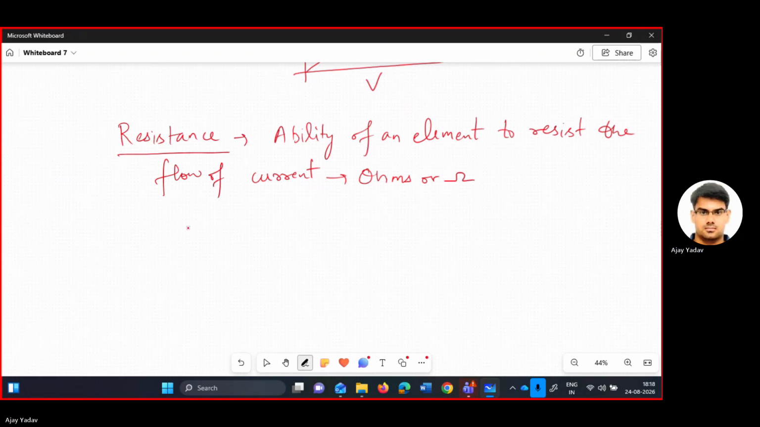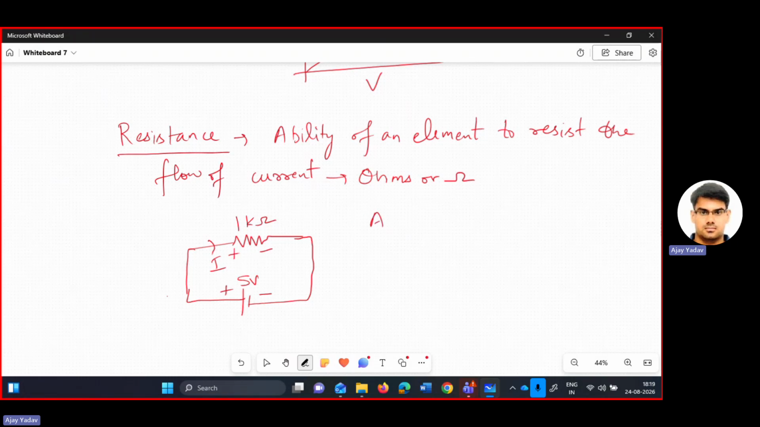Now, suppose that we are taking one example circuit. You have a 1 kilo ohm resistance here. You have connected a voltage source of 5 volt in this circuit. It is a very simple circuit. Suppose that I is the current flowing in this circuit, and we are using passive sign convention. So according to this, this will be positive, this will be negative.